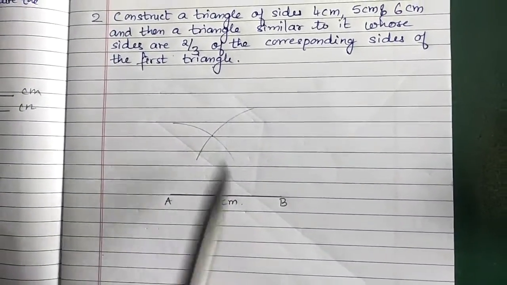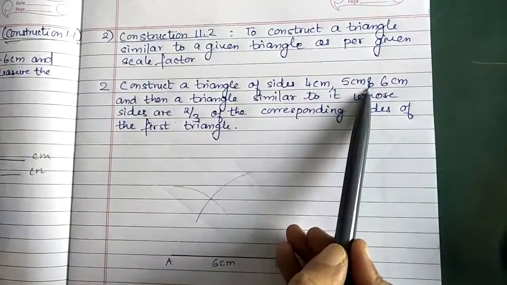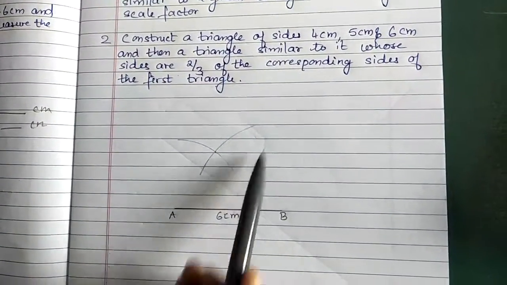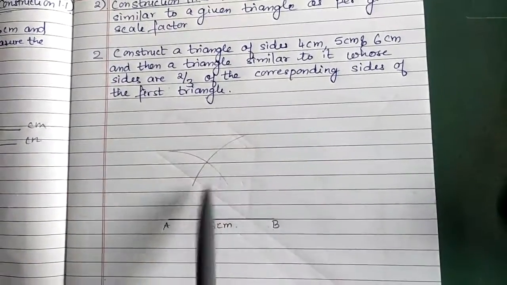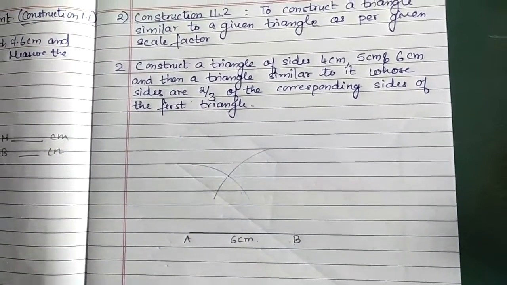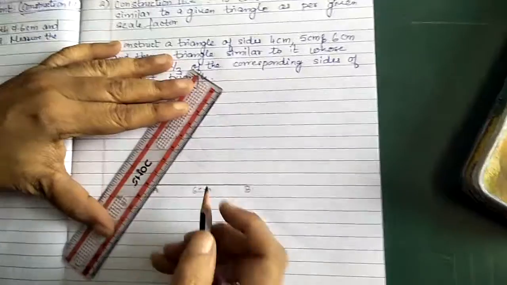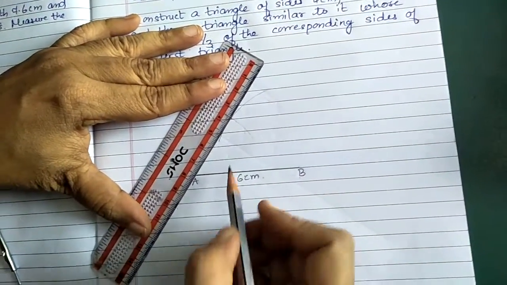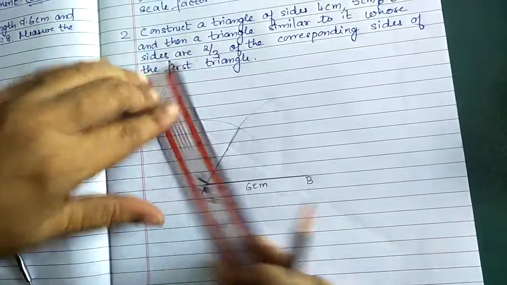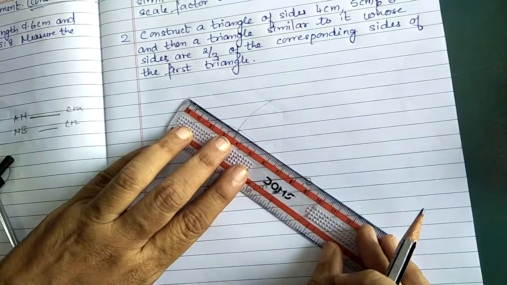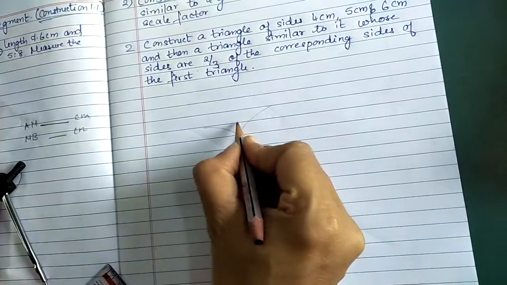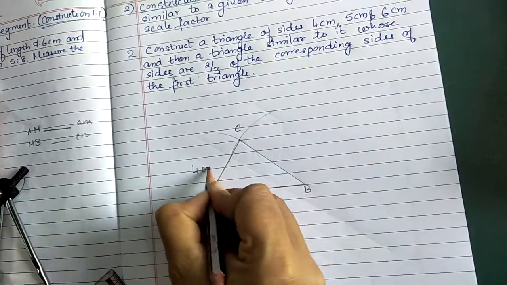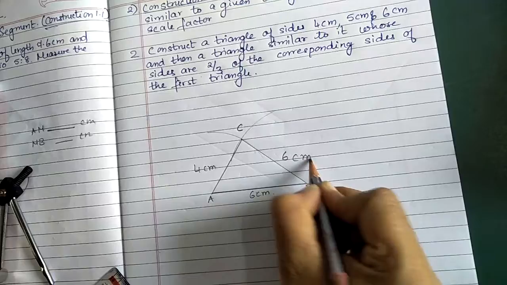Okay, so for that, first make a line segment of 6 cm because there are 3 measurements given, so take any one. Okay, and then take an arc of 4 cm from here and take an arc of 5 cm from here. Okay, now take the scale and join this. And give this name as A. So this is 4 cm and this is 6 cm.